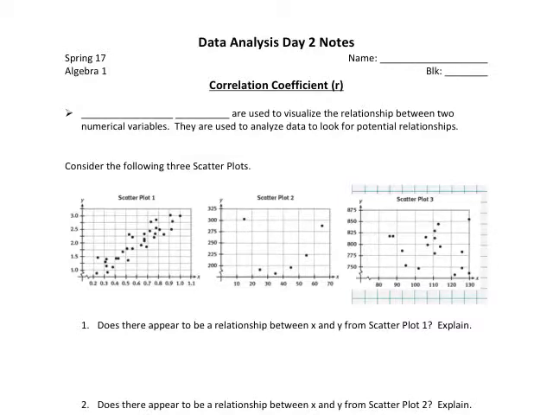Okay, so a scatter plot, which I'm sure most of you are hopefully familiar with. Well, I guess I should make that plural, right, to fit the sentence. Scatter plots are used to visualize the relationship between two numerical variables. They are used to analyze data and look for potential relationships.